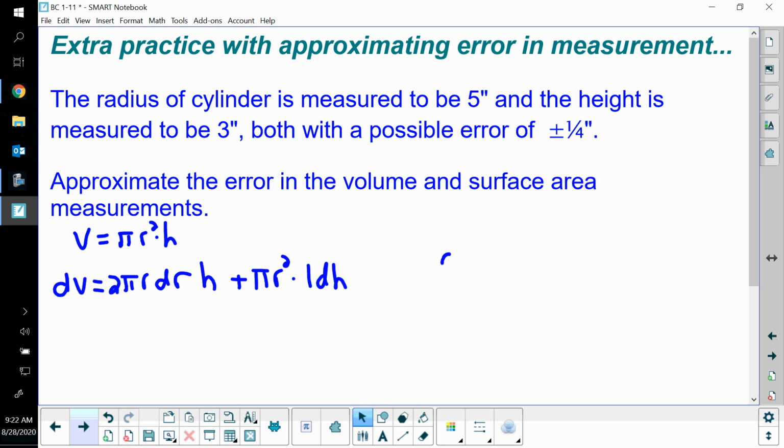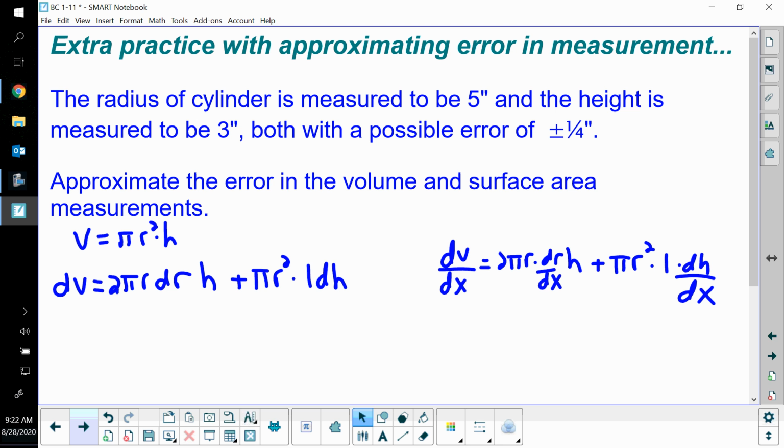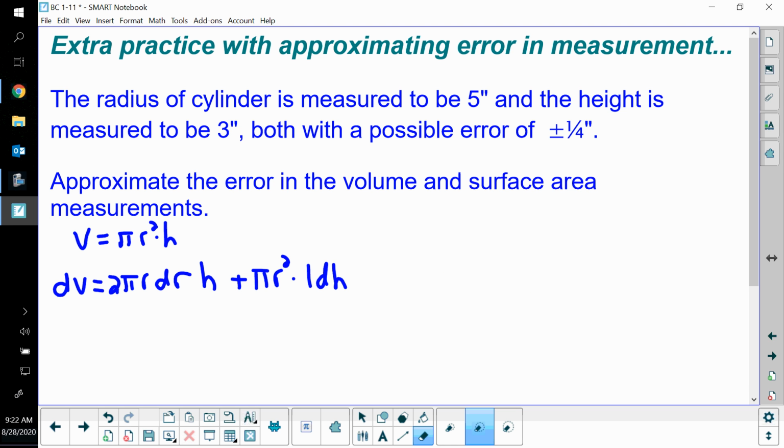And again, just real quick, if you're confused by that, let's say we did it in terms of x. We would have had 2 pi r times dr over dx times h plus pi r squared times 1 times dh over dx. When you multiply everything by dx, the dx's divide out, and that yields what we had over on the left there. So kind of the way to shortcut that is whatever variable you're taking the derivative of, it should end up with a d of that thing afterwards.